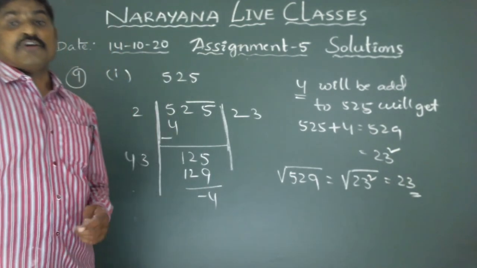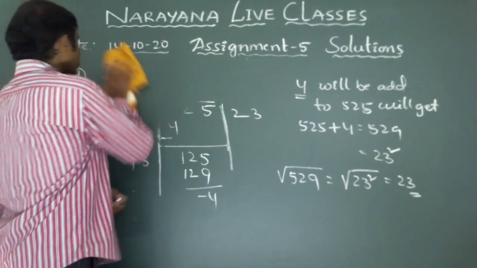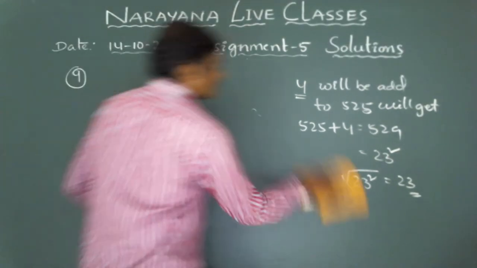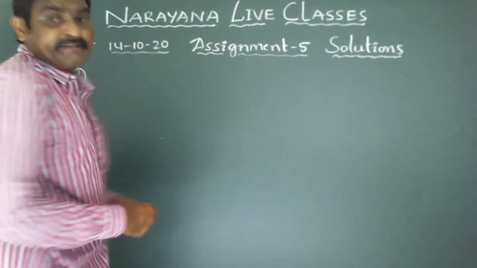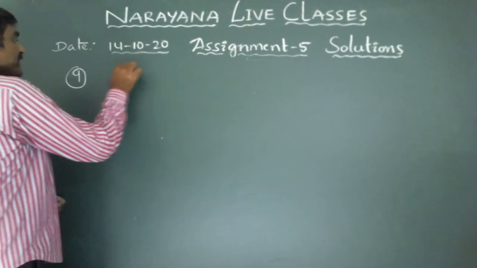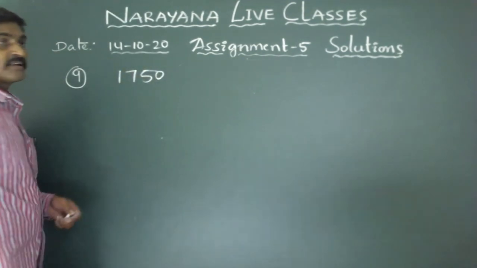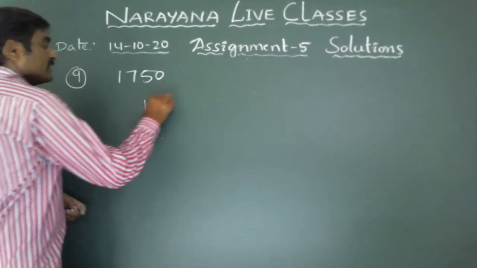Okay. Now let us move on to the last one, 9th Roman second one. Yes, this 9th Roman second sum is given. The number is 1750. So let us move on to the 1750.